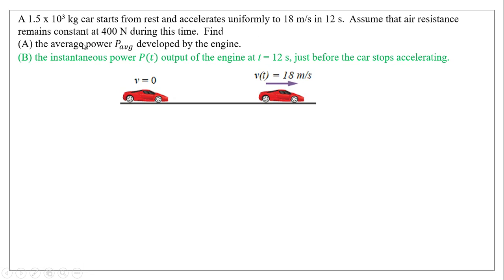So part A wants us to find the average power developed by the engine, and then part B wants us to find the instantaneous power output of the engine at exactly 12 seconds. Okay, all right. So let's do this.